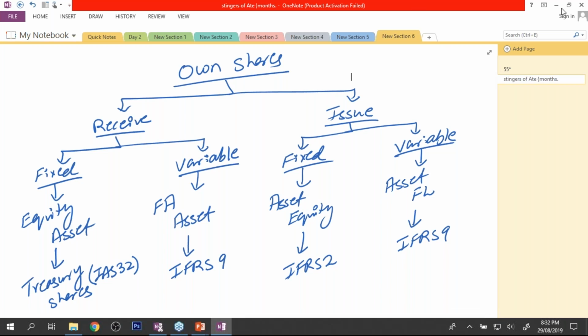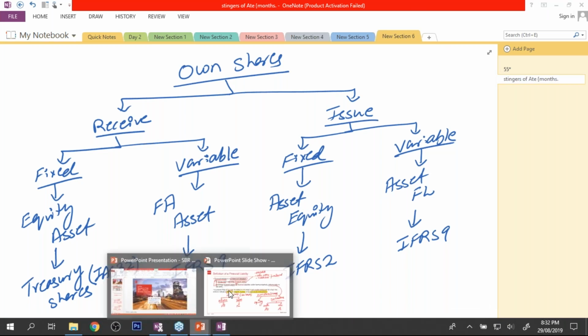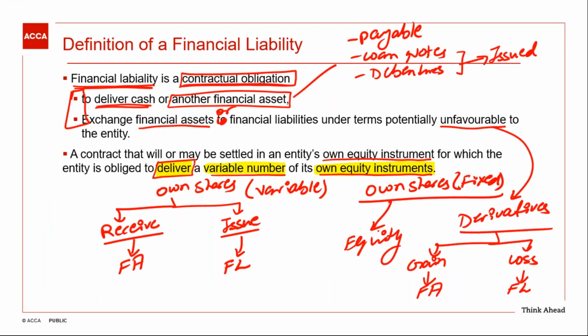Okay, so let's move further on to the presentation back. So now we have understood the definition of a financial asset and the definition of financial liability. Merrick, this is a type of a section B type question mainly. Financial instruments is something which is favorite of the examiner in section B.